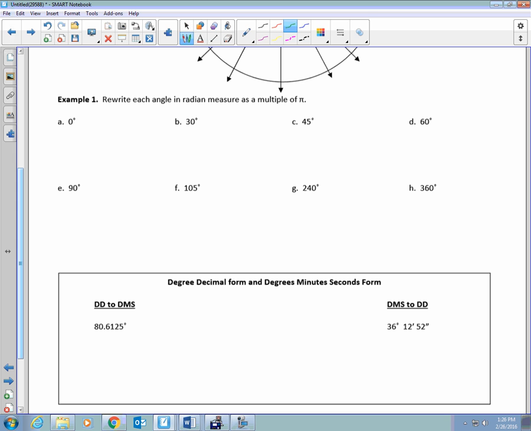Okay. Watch how this works, okay? Rewrite each angle in radian measure as a multiple of pi. So right now it's in degrees. In order to go from degrees to radians, I need to take theta and multiply it by pi divided by 180. So I take 0 times pi divided by 180. What do you get? 0. So 0 degrees is the same as 0 radians.